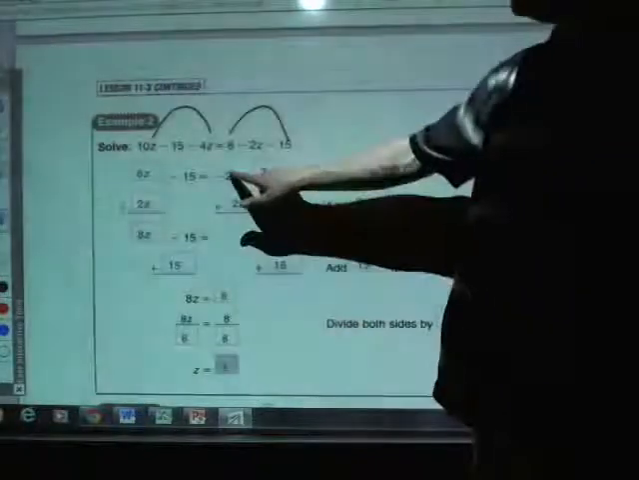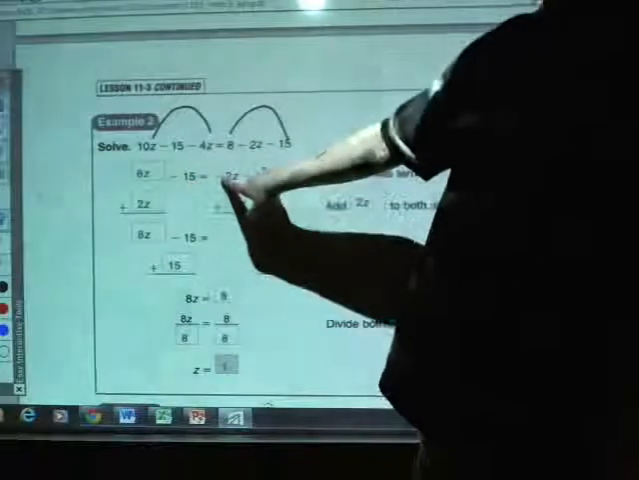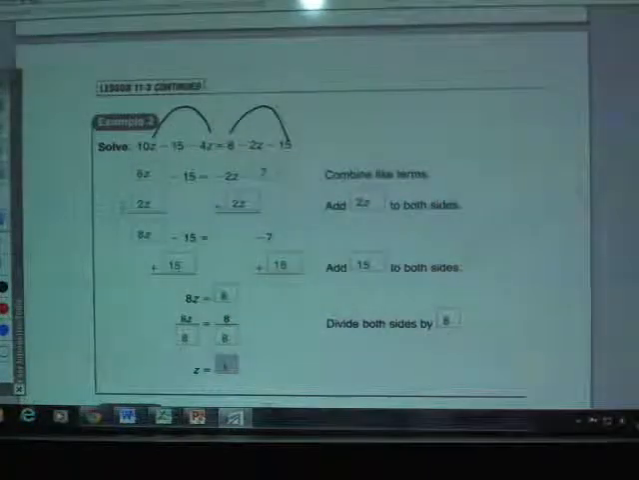All right, so we're going to send this 2z, the variable things, off to the left. As far as moving that, I'm adding it to both sides. Look, it's got a negative here. The opposite of a negative is a positive, and positive looks like addition. So I'm adding 2z to both sides.